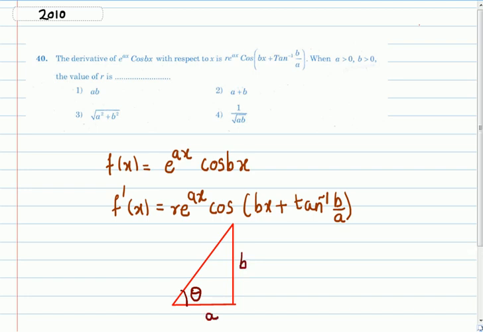Hence what should be the diagonal value? It must be equal to square root of a square plus b square. Hence your answer must be equal to root of a square plus b square. Even if you differentiate and check, you'll get the same answer. So this is the best way of understanding the solution.